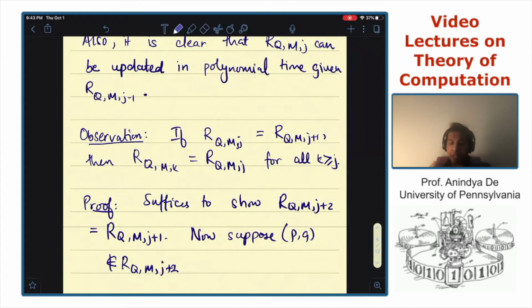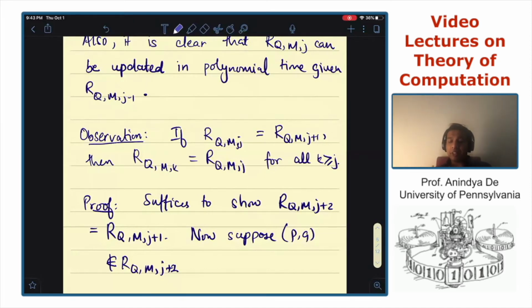Namely, whenever R_{Q,M,j} equals R_{Q,M,j+1}, then R_{Q,M,k} equals R_{Q,M,j} for all k greater than or equal to j. What is it saying? It's saying that if there are two successive equivalence relations in this hierarchy which are the same as each other, then every equivalence relation after that in this hierarchy is the same. How do we prove this? Well, again, it's a very easy proof by induction.